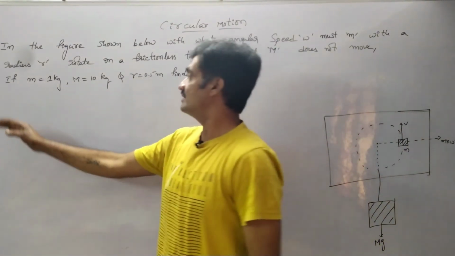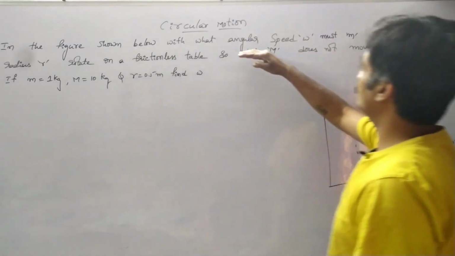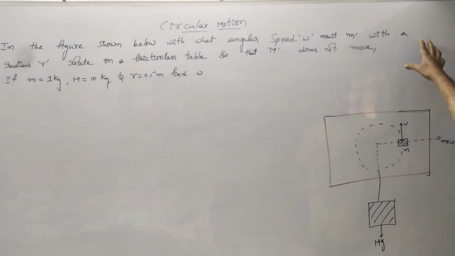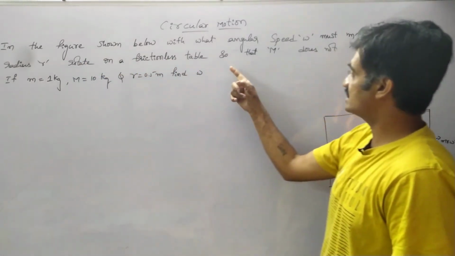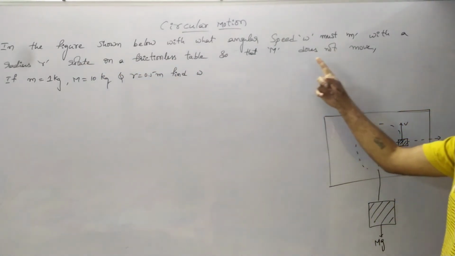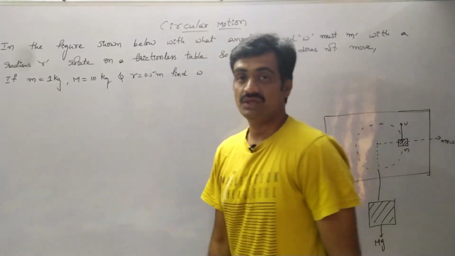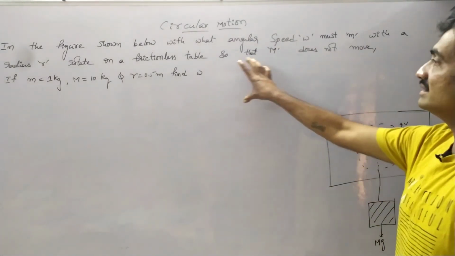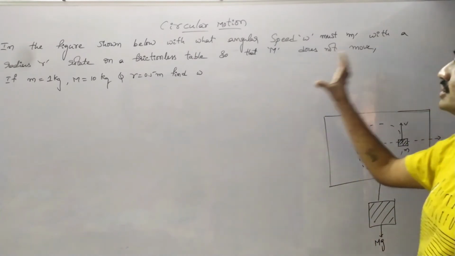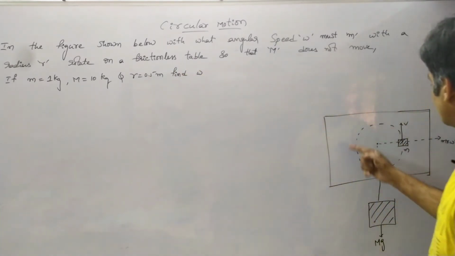Let us see the first problem. Observe that in the figure shown below, with what angular speed omega must m with a radius r rotate on a frictionless table so that m does not move. So here we have to find with what angular speed the mass m should rotate on this frictionless table.